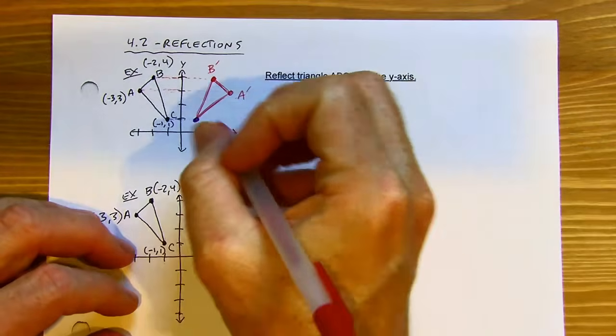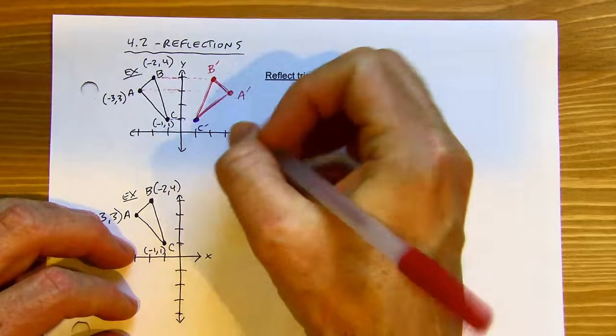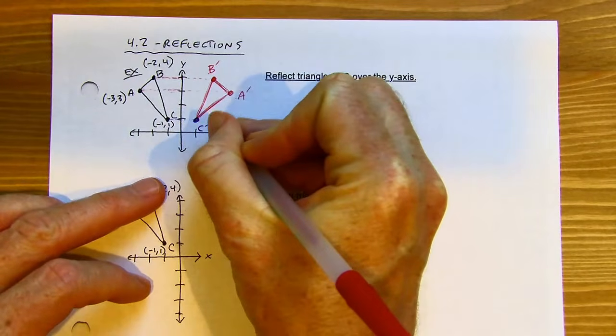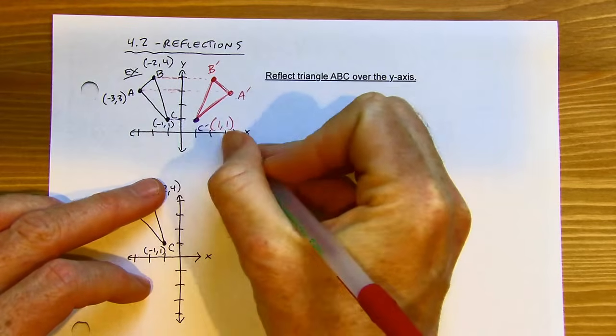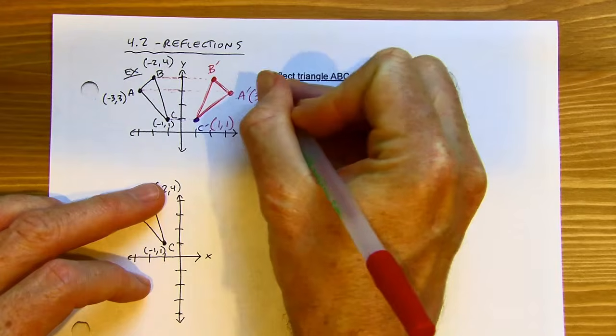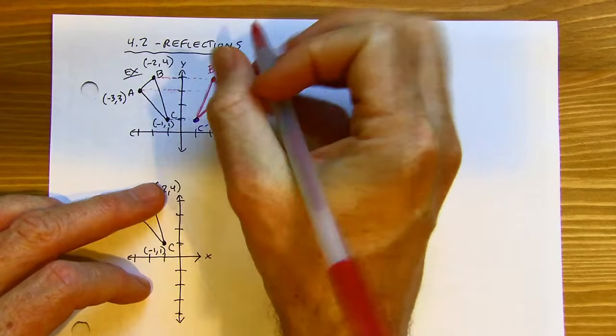So we can write the coordinates. Let's go ahead and get the coordinates. We've already got these plotted. So C prime is going to be the point 1, 1. A prime, let's see, that'd be 3 right, 3 up. And B prime would be 2 to the right, 4 up.